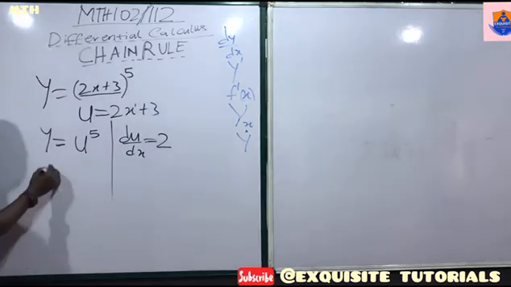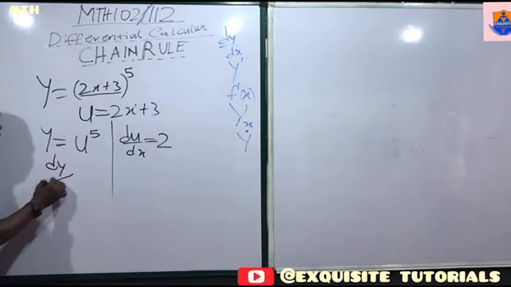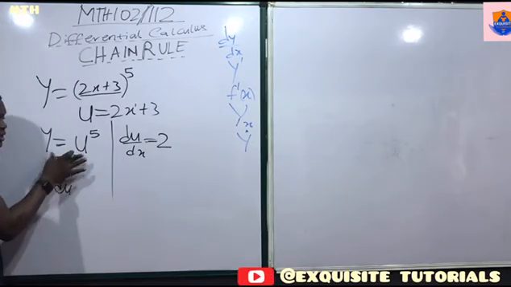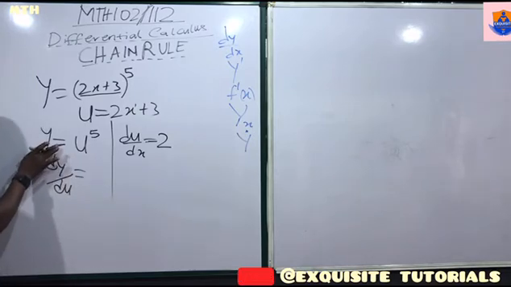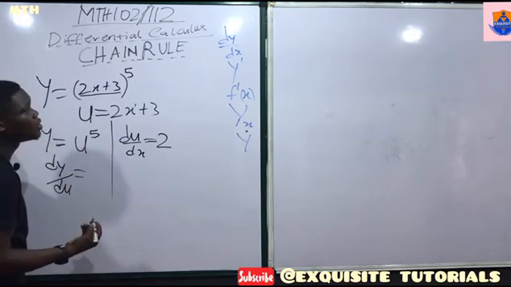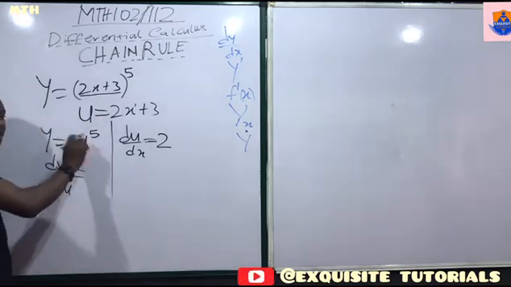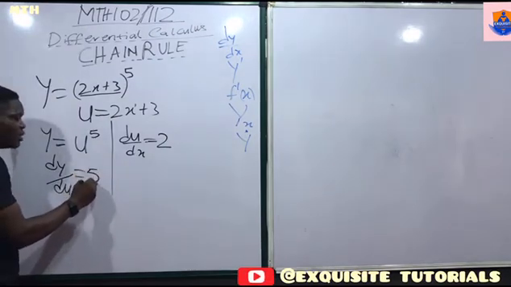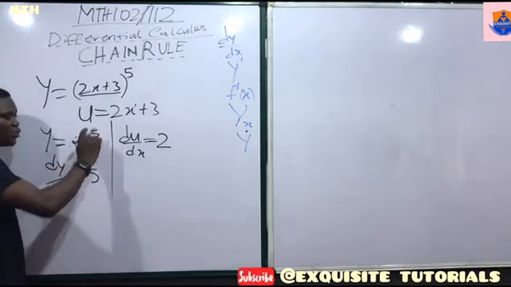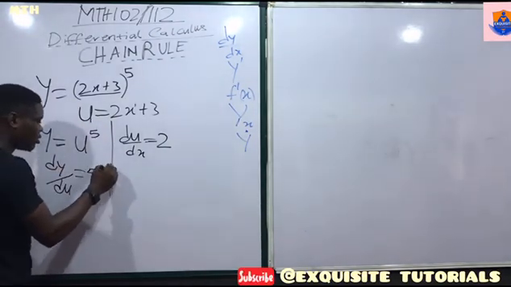Then we'll also come here and find our dy over du. Since there's no x here, instead of looking for dy over dx, we'll be looking for dy over du. Now, what did we say if we have this? The power will come down first. 5 times 1 is 5. Then you subtract 1 from 5, which is 4. So you have u raised to power 4.